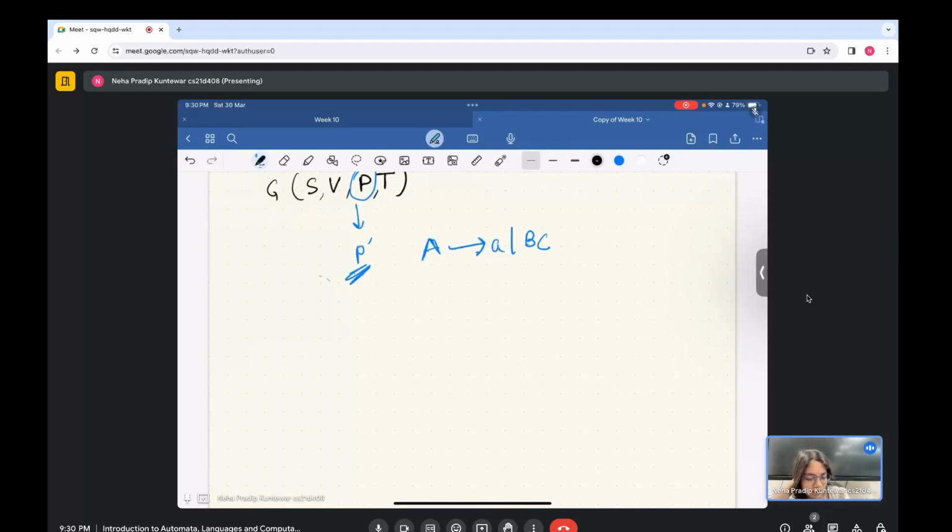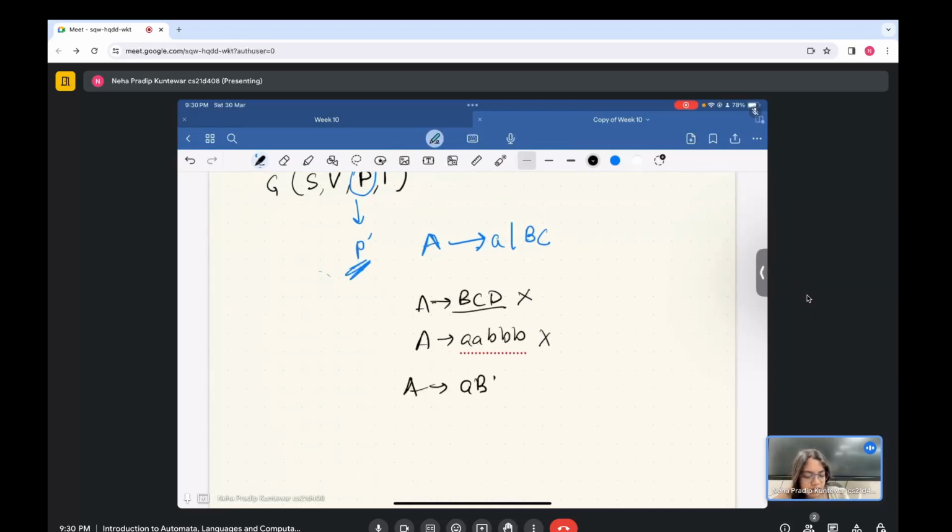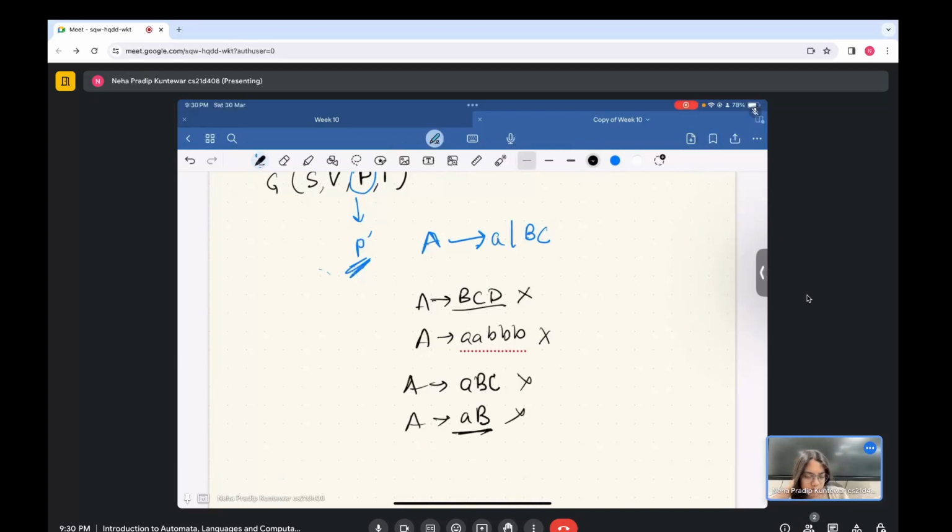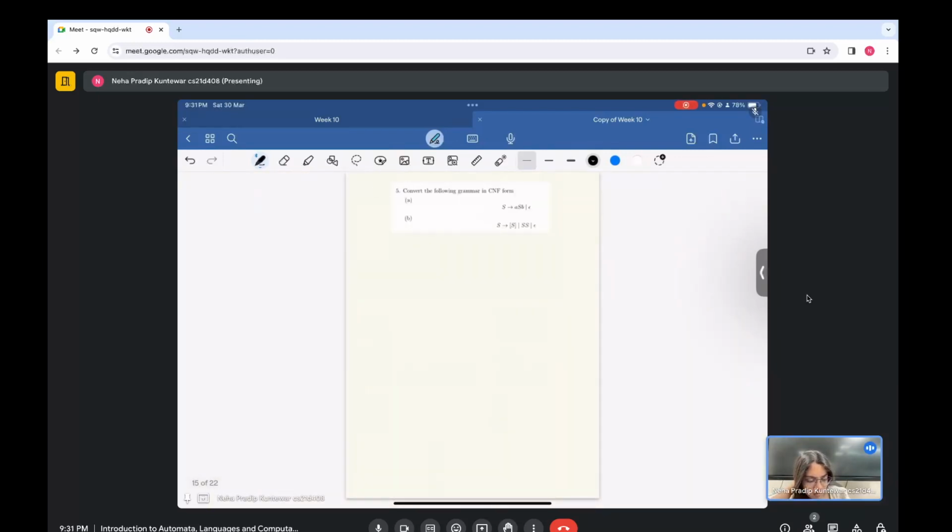So for example, let me take this. If I give you A gives B C D, this is not allowed because it is a product of more than two non-terminals. If I tell you that A gives A, B, B, B, this is also not allowed because it gives you a product of more than one terminal. Similarly, you are not allowed to have something like A, B, C, or A, B, because here you have a product of one terminal and one non-terminal. So none of this is allowed in the Chomsky normal form. I'll talk more about this when we see more examples.